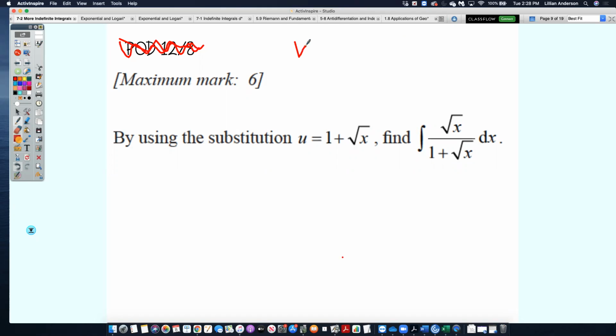So if u is equal to 1 plus the square root of x, that means that du has got to be equal to what? 1/2 x to the negative 1/2. And that ends up being 1 over 2 x to the 1/2, right? Or the square root of x. Okay. So when you look at this, first off, you're kind of stuck in a position where this isn't quite aiding or assisting me in a few things, right?